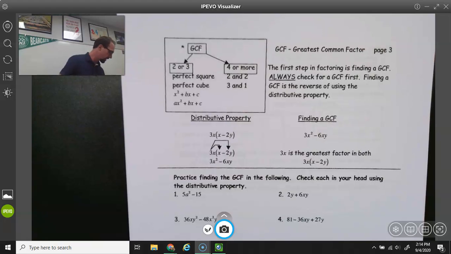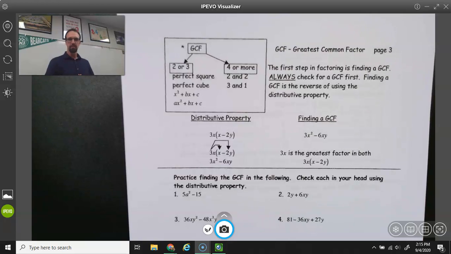And with the greatest common factor, really what I want to point out is it's really just seeing what you can factor out of each of the terms. And you always check this first. Always, always, always, always, always.